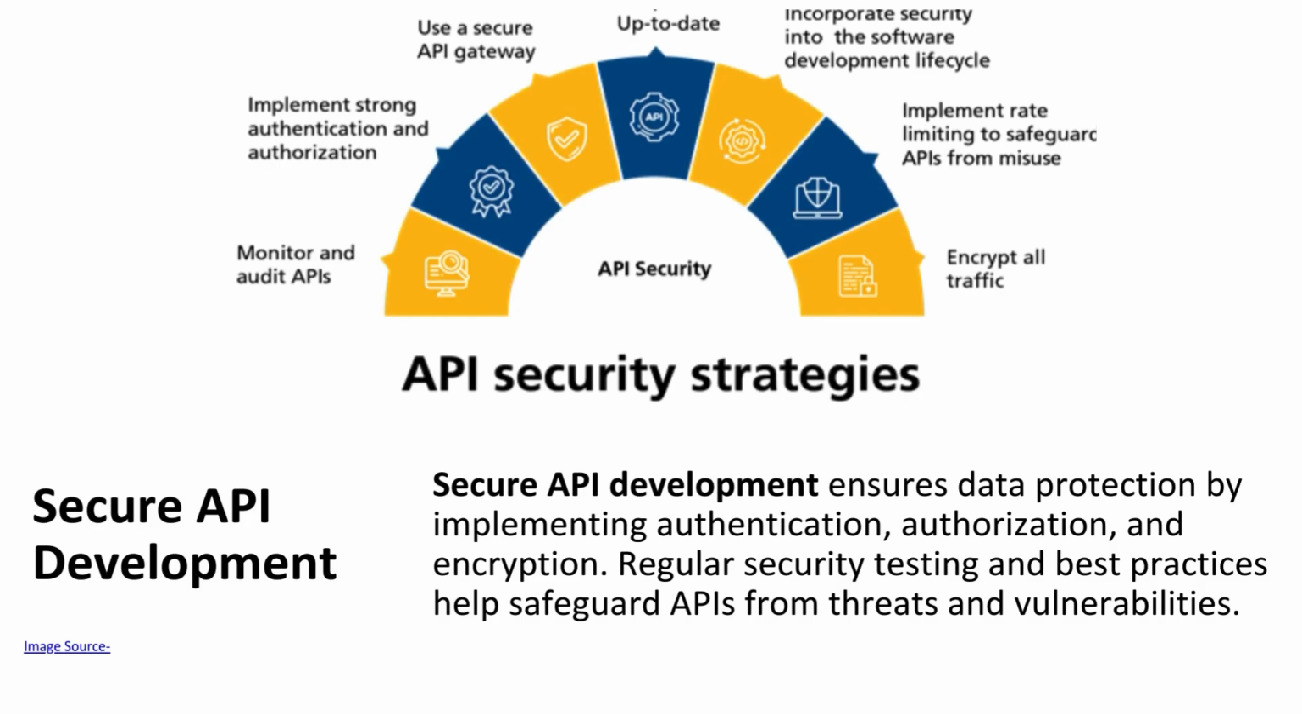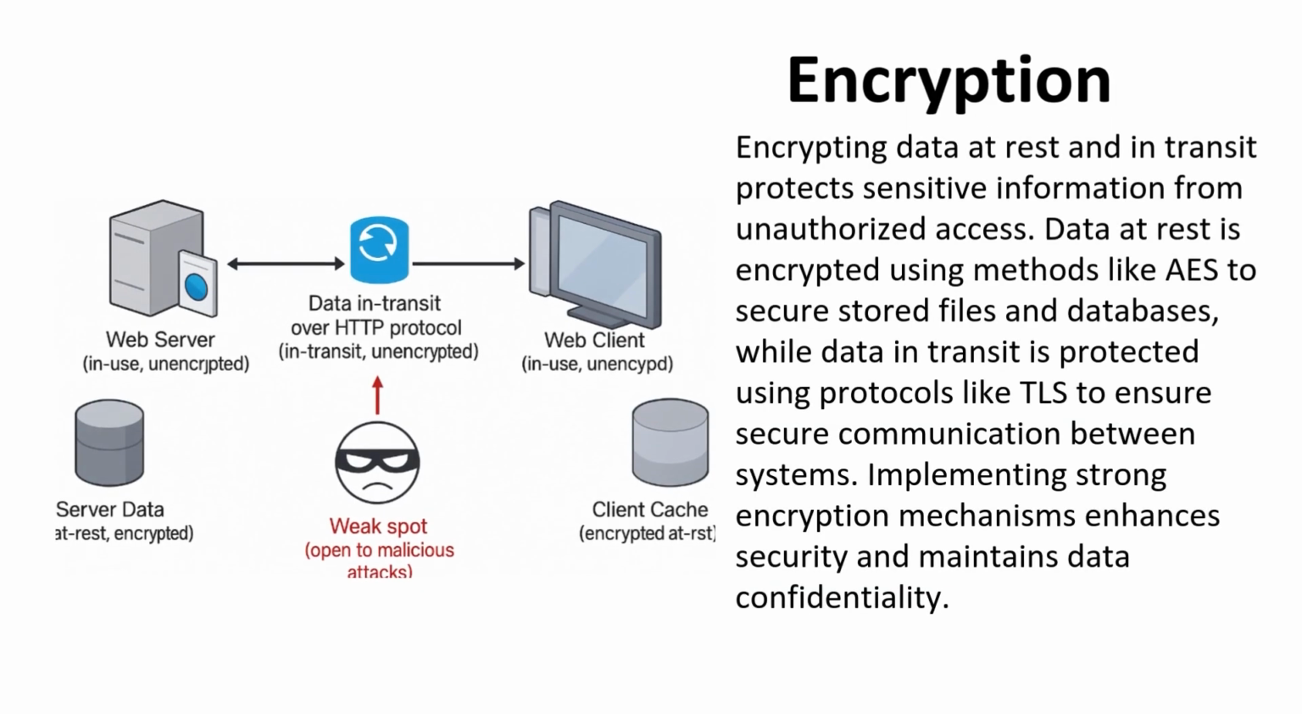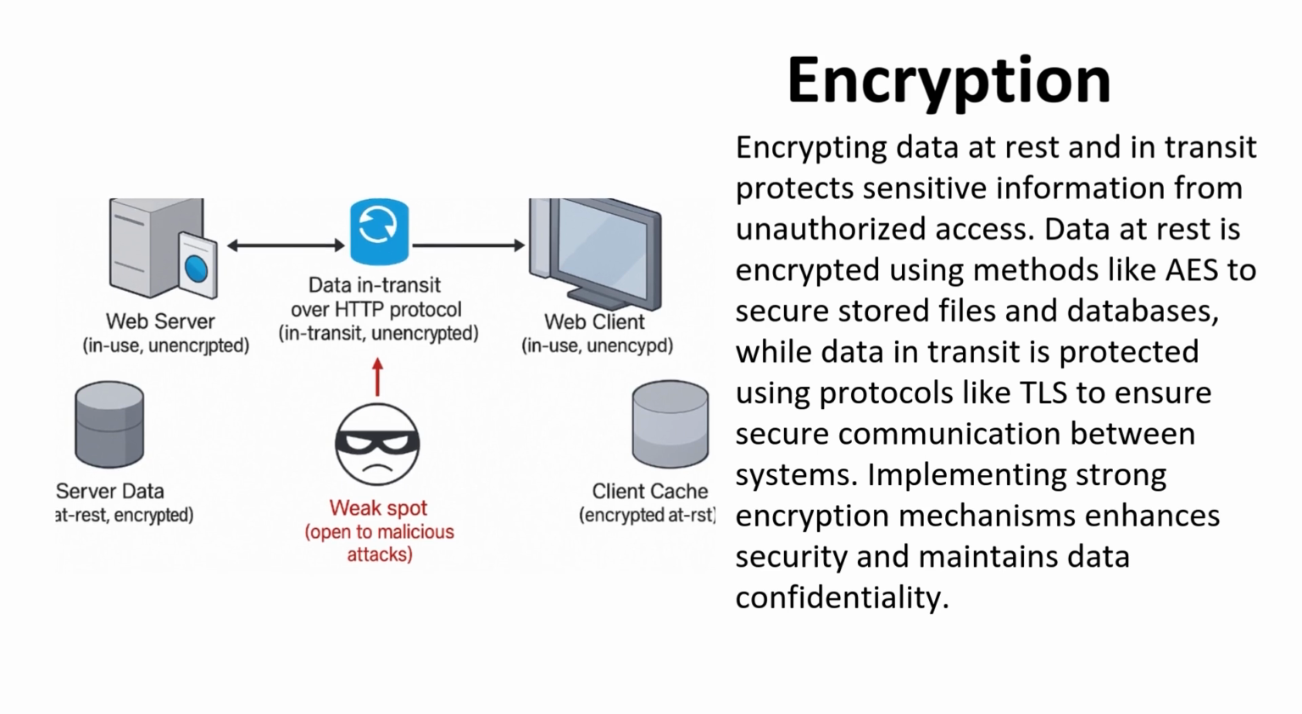Regular security testing and best practices help safeguard APIs, application program interfaces, from threats and vulnerabilities. Encryption: encrypting data at rest and in transit protects sensitive information from unauthorized access. Data at rest is encrypted using methods like AES, Advanced Encryption Standard, to secure stored files and databases, while data in transit is protected using protocols like TLS, Transport Layer Security, to ensure secure communication between systems.